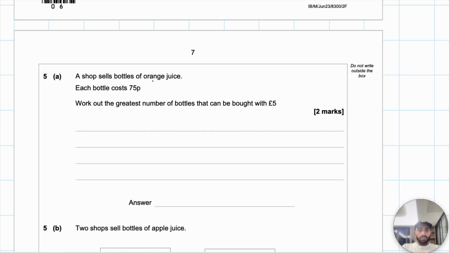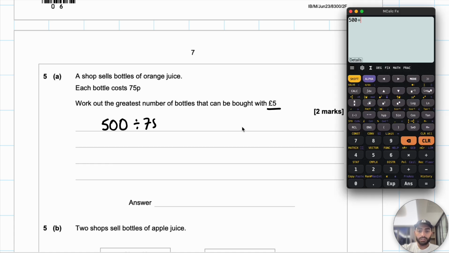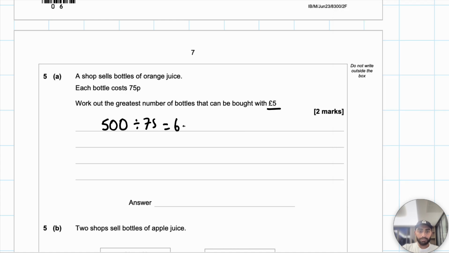Then 5A. A shop sells bottles of orange juice. Each bottle costs 75p. Work out the greatest number of bottles that can be bought with £5. I'm going to change this into pence, which would be 500 pence, and divide it by 75. So I'm doing 500 divided by 75, which gives me 6.6 recurring.